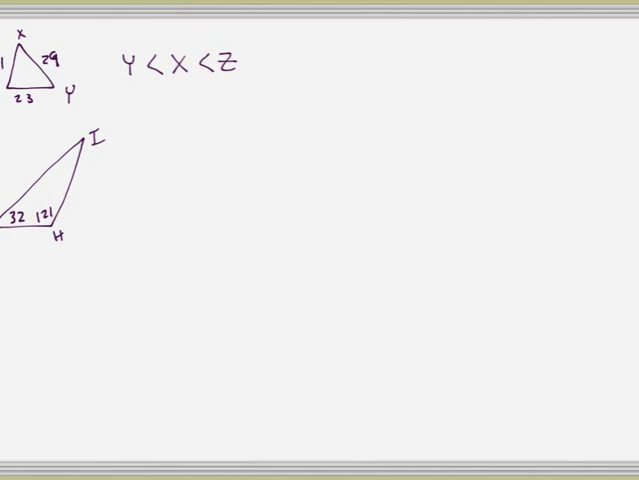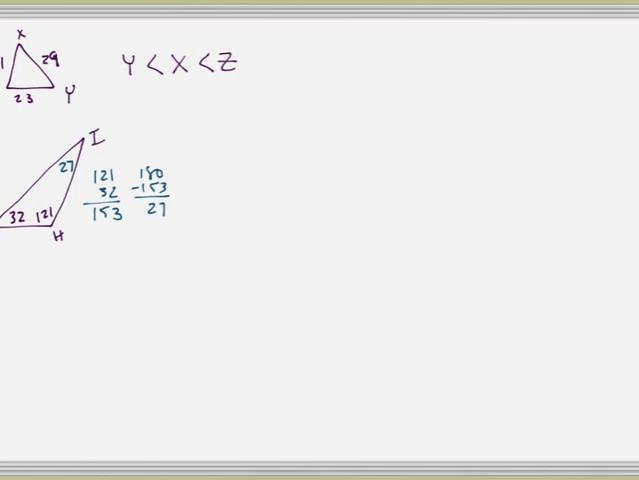How can I find the third angle? The angles inside of a triangle add up to 180. So I can add up what I have so far, and I get 153. And I know all together I should have 180. So I can subtract out and get that this angle must be 27. Okay.